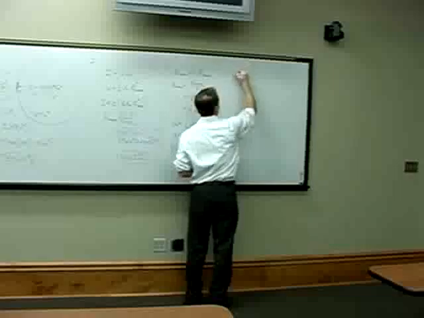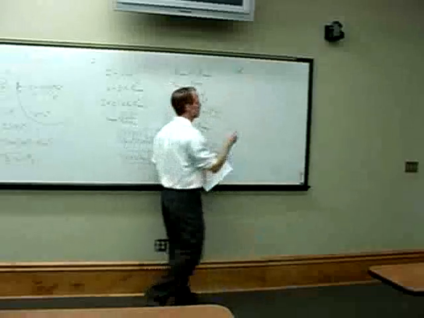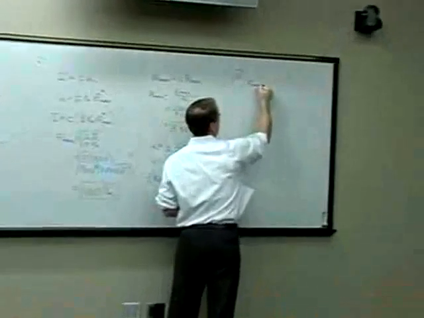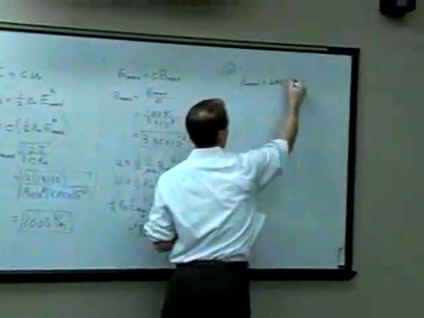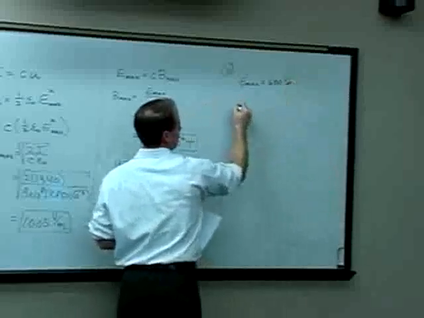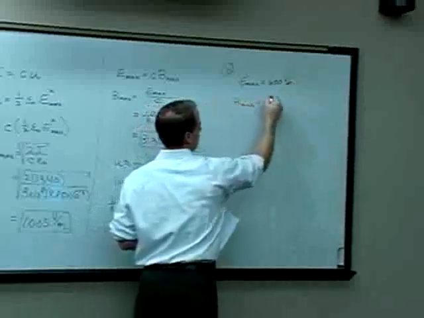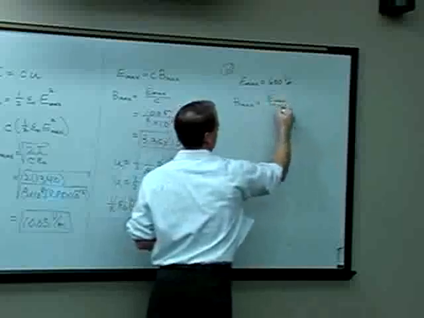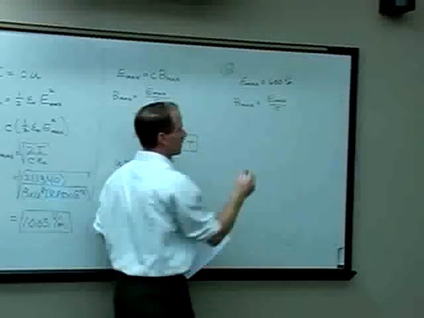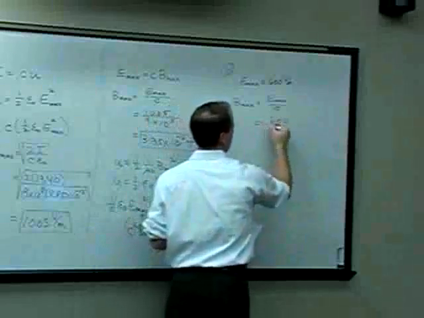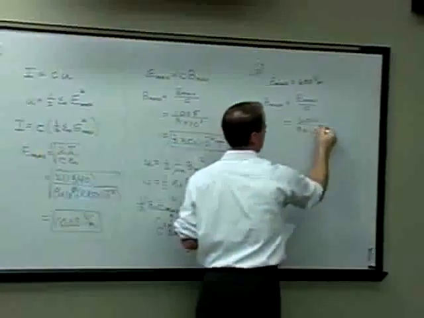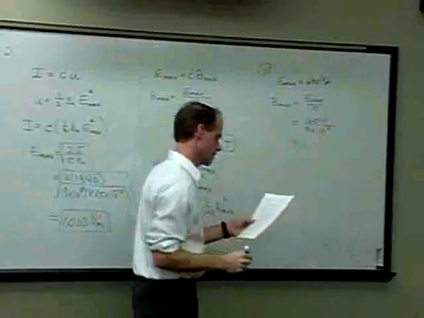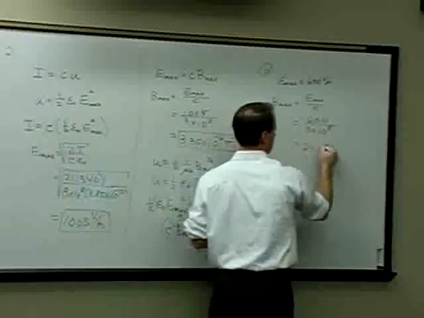Problem number 3, if the maximum E component of an electromagnetic wave is 600 volts per meter, what is the maximum B component? All right, the maximum E component is given as 600 volts per meter. The maximum B component is the E max divided by the speed of light. So that's going to be 600 divided by 3 times 10 to the 8. And that gives us 2 times 10 to the minus 6 Tesla.